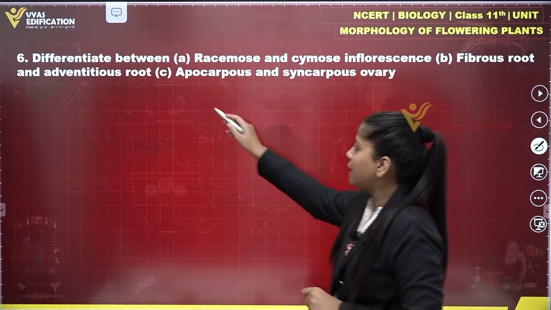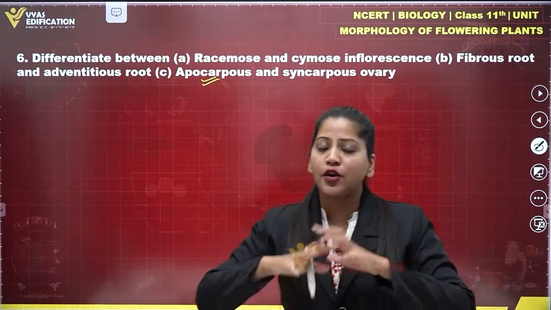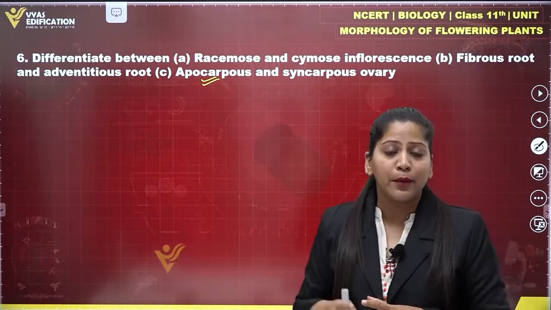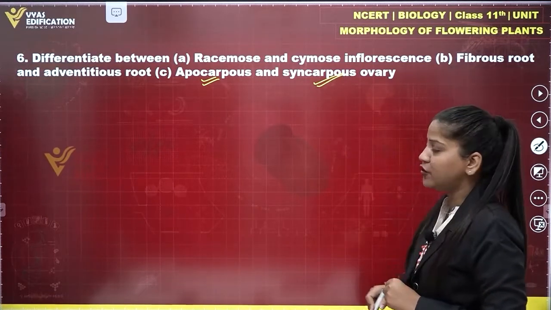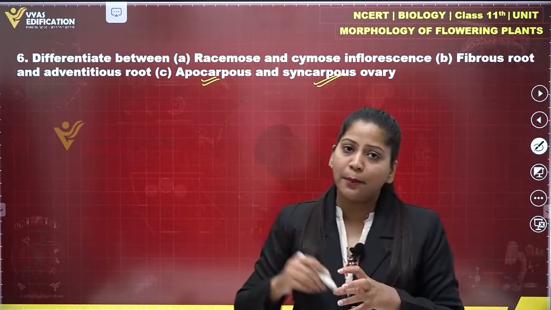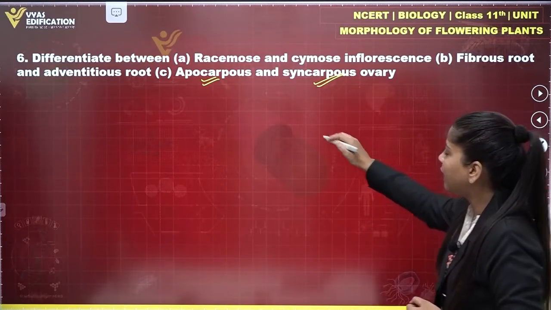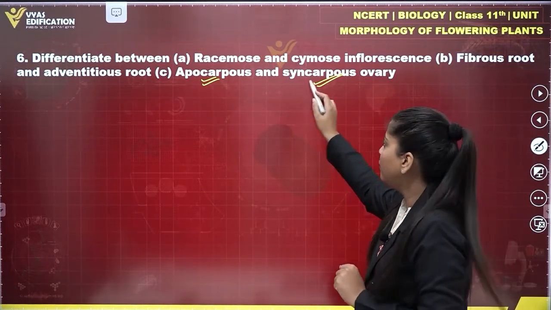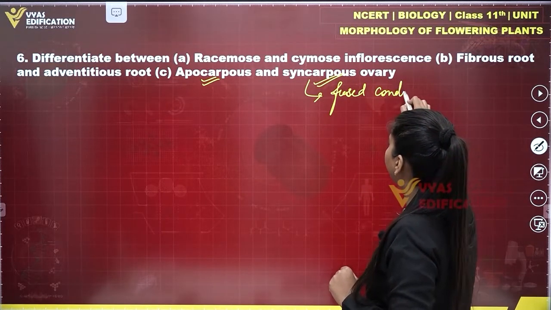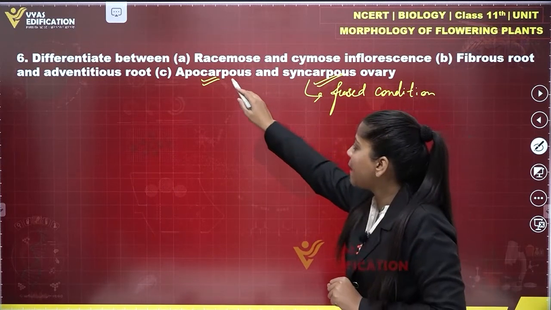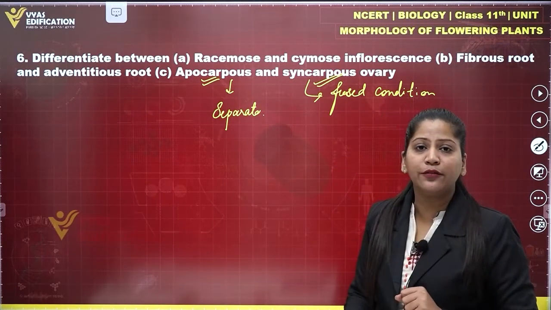In the apocarpous condition of a flower, the carpels present in a flower are not fused with each other. They are present separately, whereas in the syncarpous condition, the carpels are present more than two in number, but they are in fused condition. Whereas in apocarpous they are separate from each other.